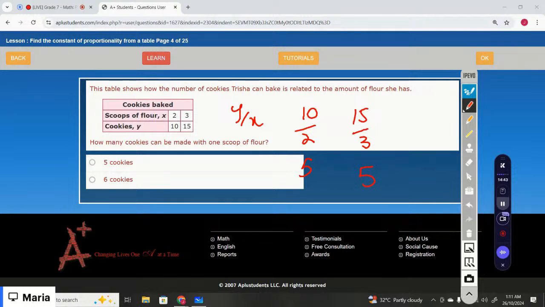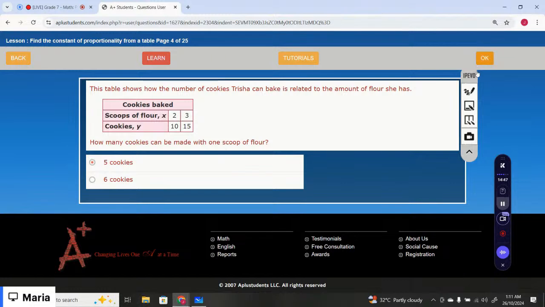The correct option is 5 cookies. Option number 1 is the correct option.